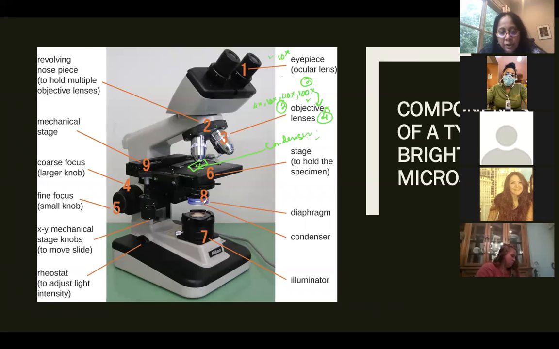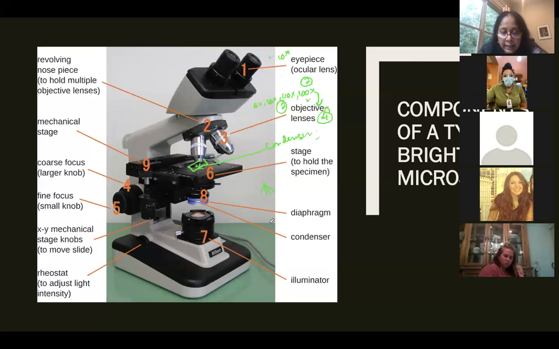But from below the stage, you cannot see it because the condenser is covered by the iris diaphragm. When light comes out of the light source, the condenser tries to collect as much light as possible. The function of the condenser is to collect all the light coming from the source and gather it on the specimen. And what it does is make a cone of light.